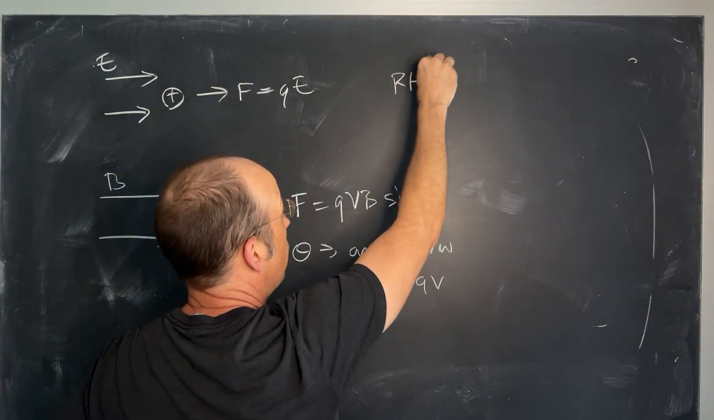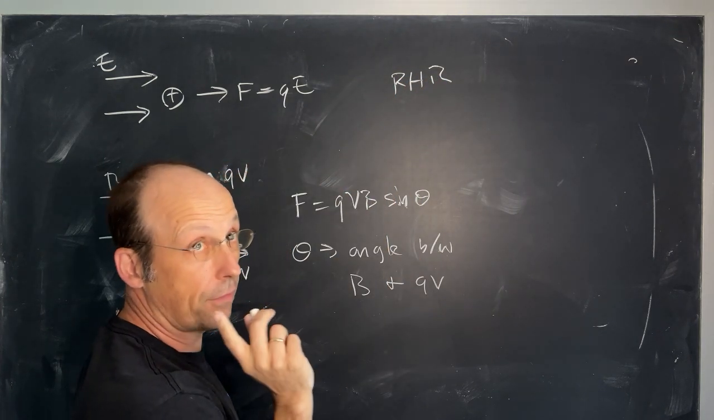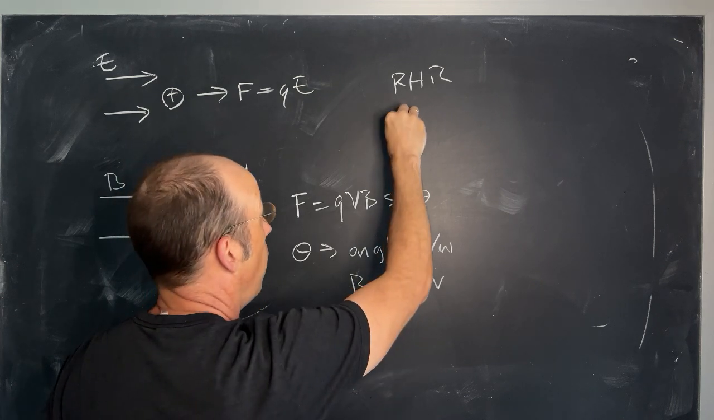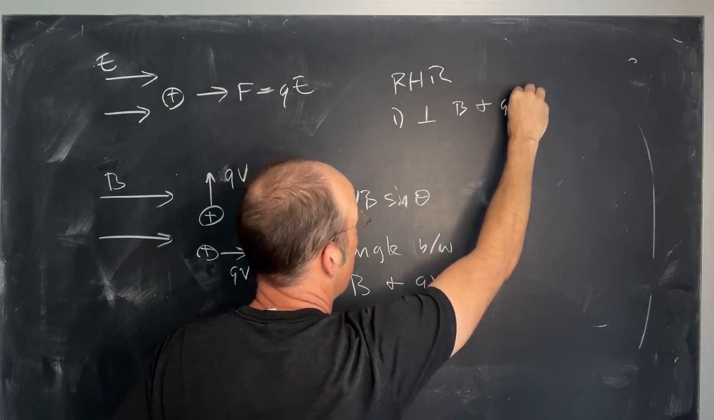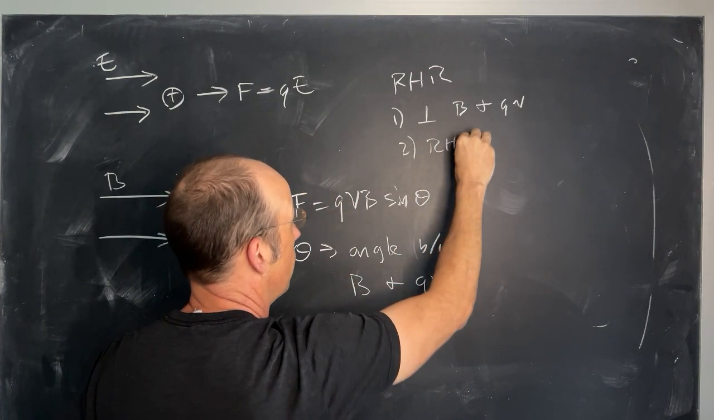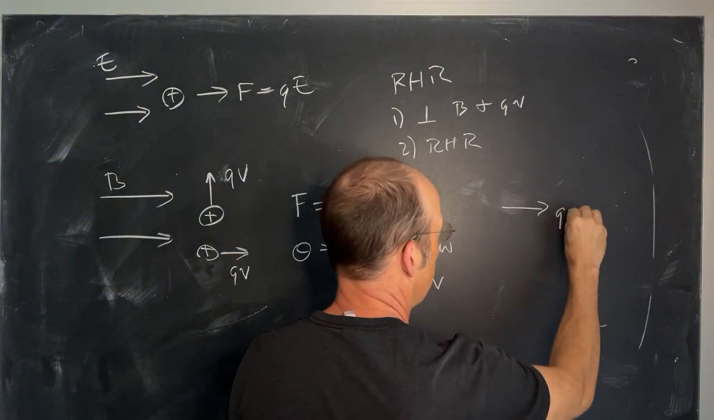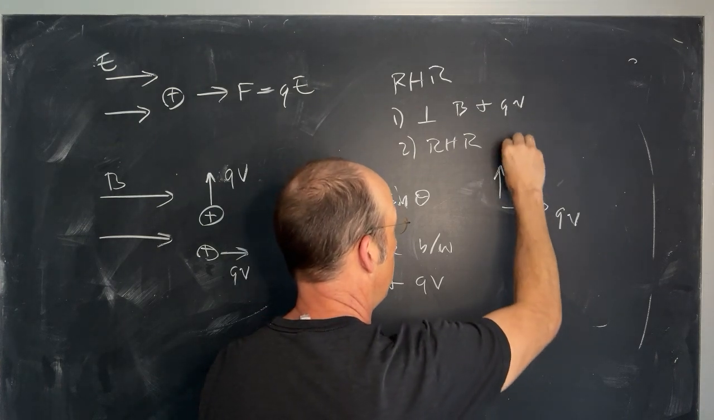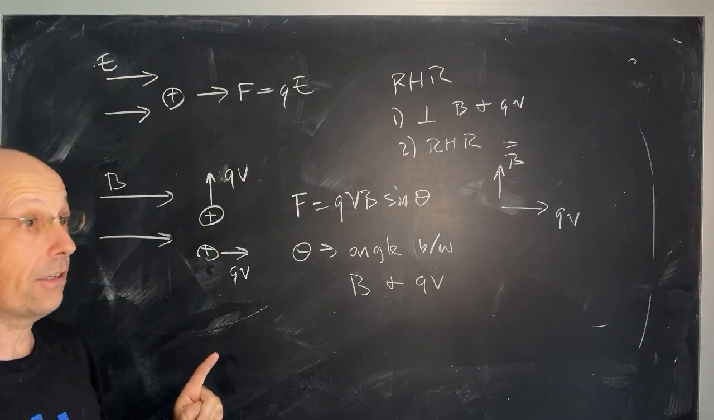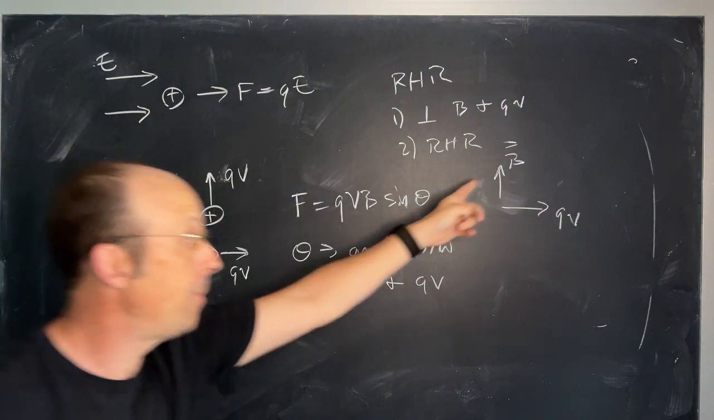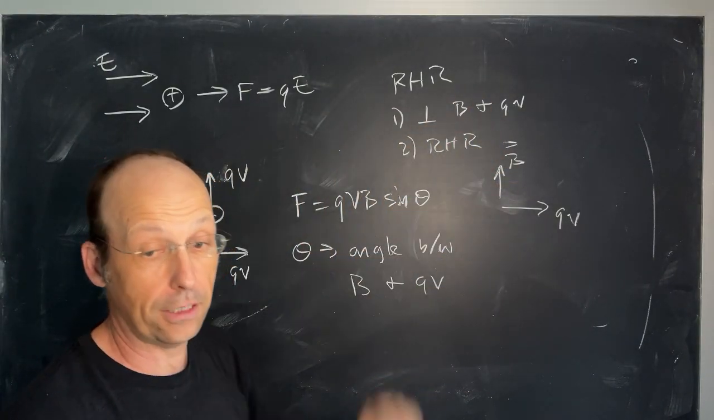The right-hand rule. So we can determine the direction of the magnetic force on a moving charge, one, by saying it's perpendicular to B and QV, and two, using the right-hand rule. Okay, so let's draw some vectors here. So here's my QV. I'm going to just draw it like that, and there's B. Okay, those are easy to draw. If I want to pick a vector that's perpendicular to both of these vectors, there are only two.